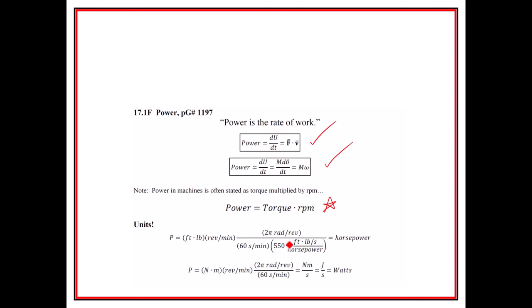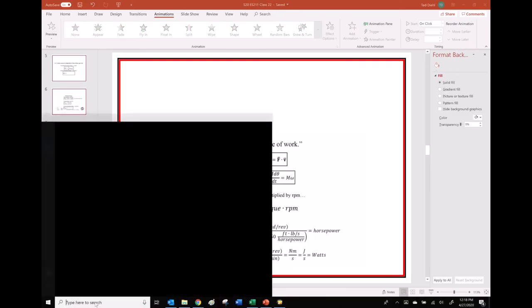So just one note on units: 550 foot-pounds per second per horsepower is a very common unit that you'll need, because we use horsepower in U.S. units. And also note that torque times RPM requires a little bit of adjustment to turn RPM, revolutions per second, into radians per second. Multiply that by Newton meters, and we get Newton meter per second. It's also called a joule per second, aka a watt. So that's what today's topic is.